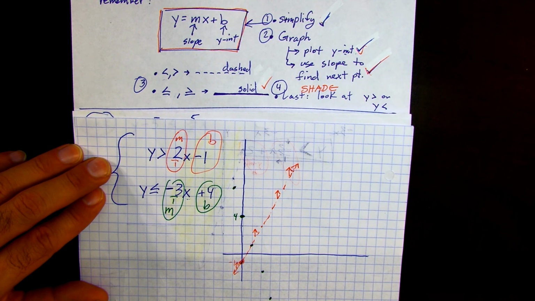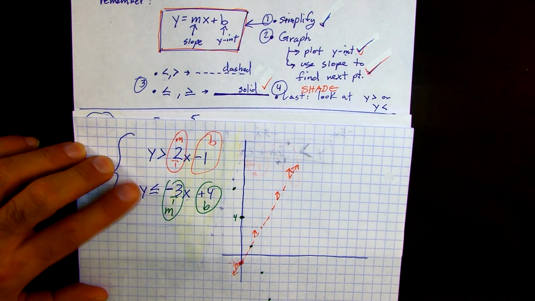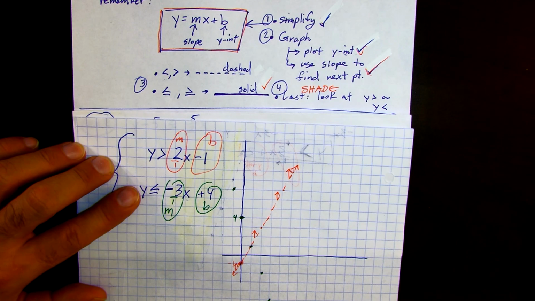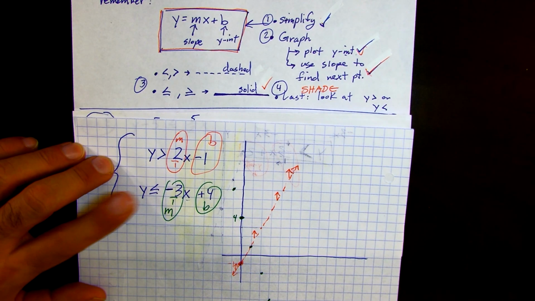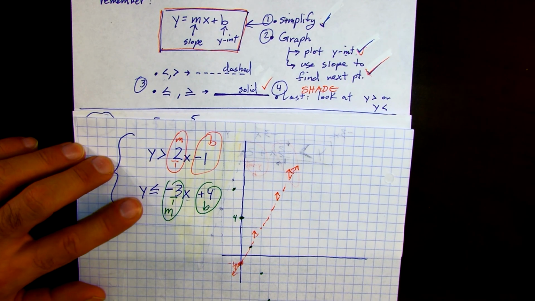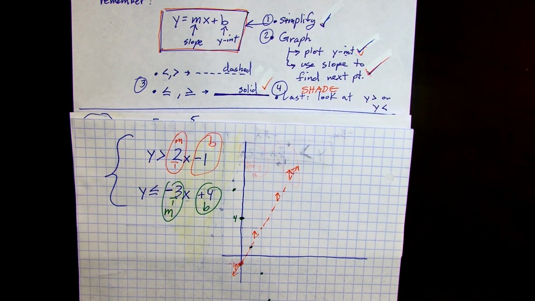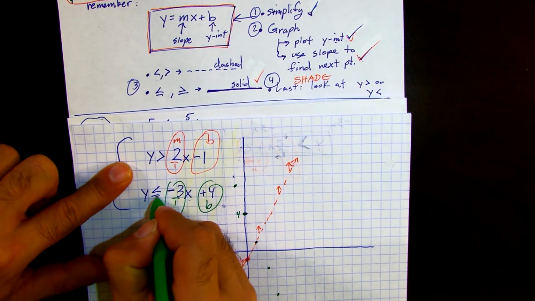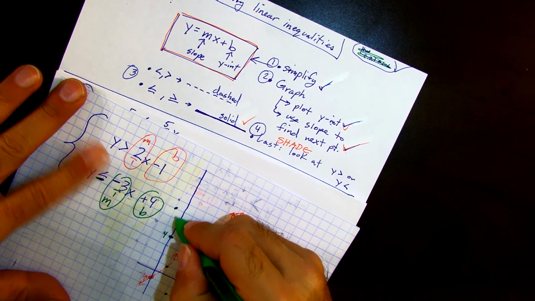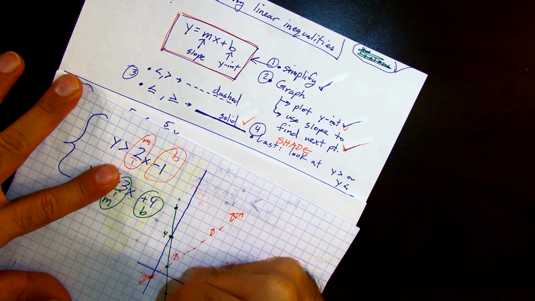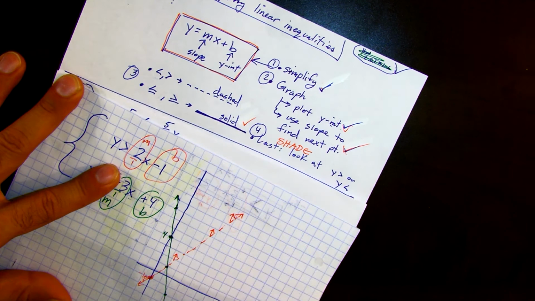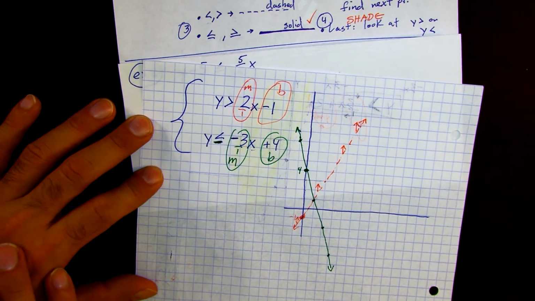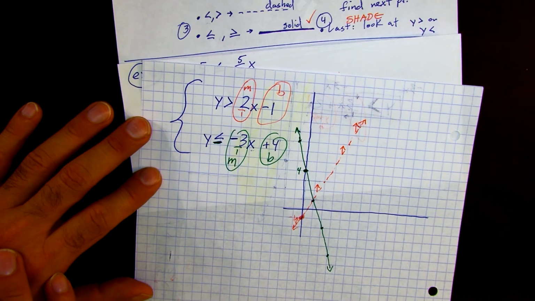All right, let me know. What do you think? Solid or dashed? What's this one going to be? Solid or dashed? Yeah. Good, good, good. The bottom one here is could be equal to. So I know that I need to make this solid. All right. We are at like 95% done.